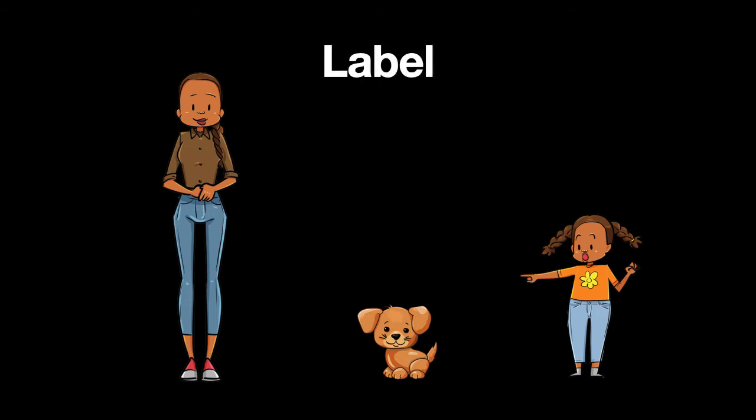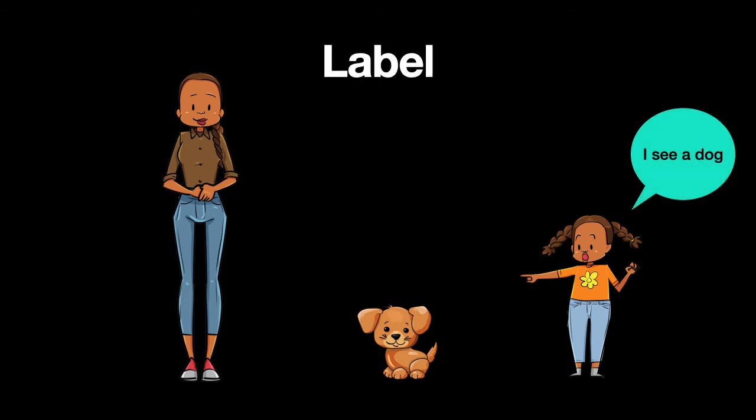Jenny labels objects, actions, emotions, and attributes to engage with Sarah. If Jenny likes dogs, she might sound excited when she says, I see a dog! Or she could express fear with the same statement.